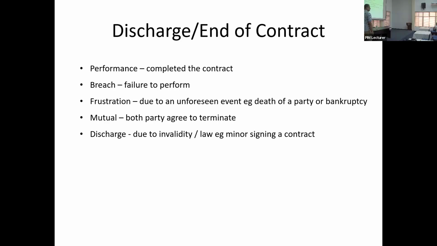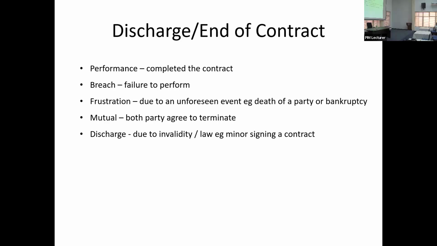Second, breach, failure to perform. Then it becomes a contractual end. Then the owner needs to decide how he or she is going to take action. Frustration, due to death of one of the parties or whatever the event, can bring a contract to an end. Then you are stuck, like you saw the 10 trees planting. The man dies, then your contract is in problem. Mutual: both parties agree it's not working out, let's stop. So divorce is an example of mutual.